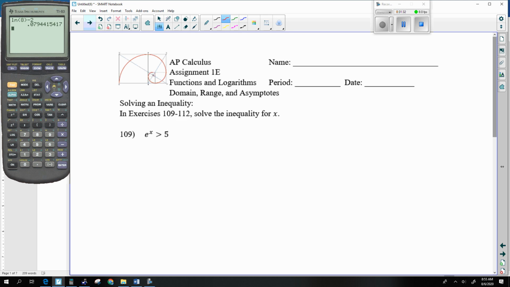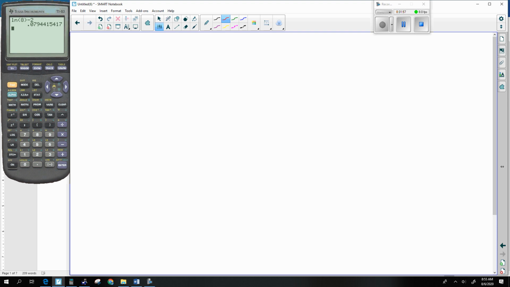All right, solve the inequality. Again, just more solving. If you multiply or divide by a negative, then you switch the inequality. So x is greater than ln of 5. That's the only problem there. Cool. So that's it. Not too bad.